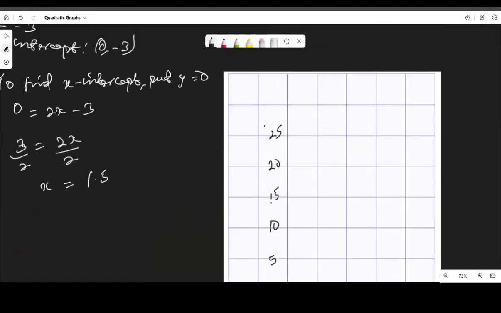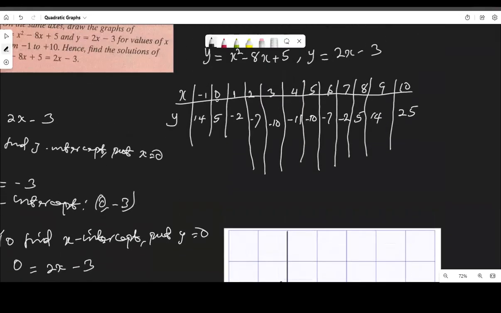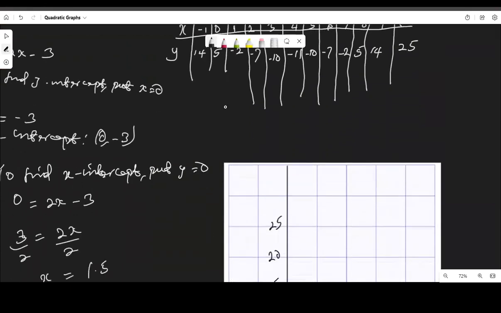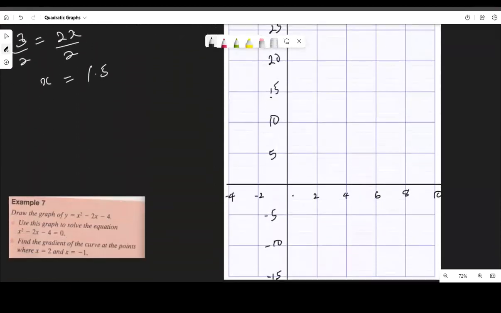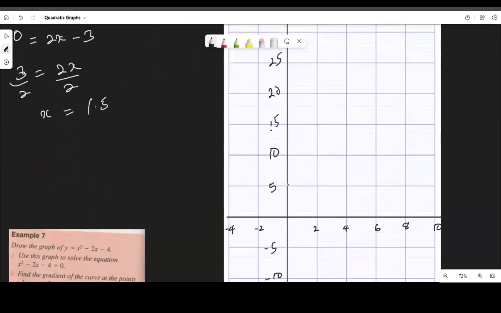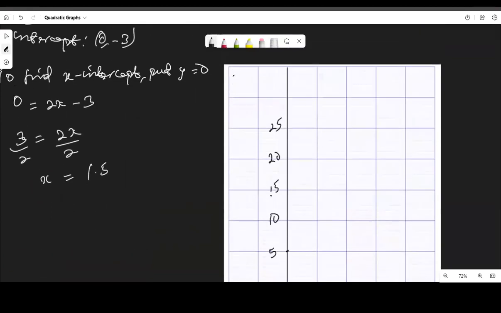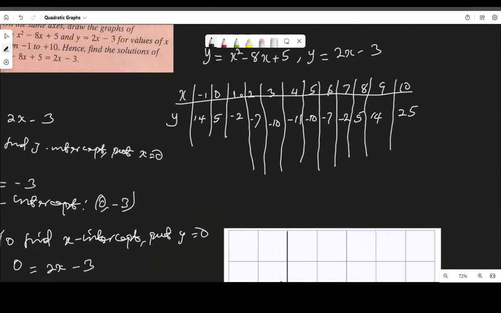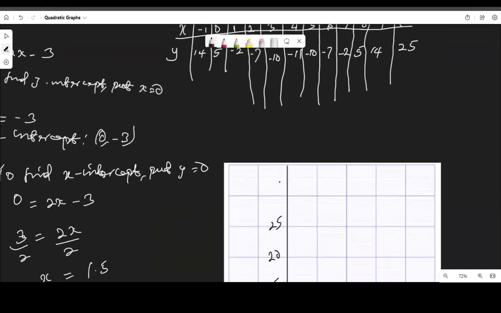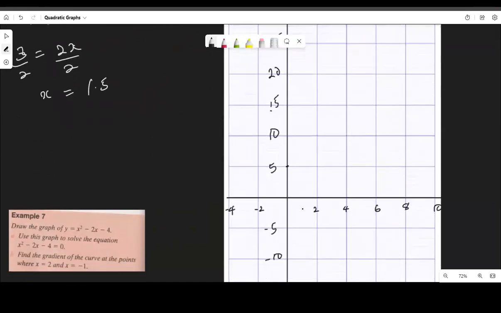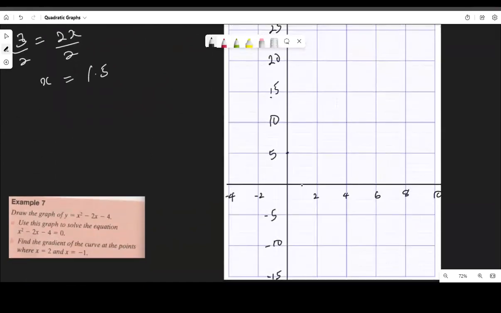Then when x is 0, y is 5. Right here. When x is 1, y is negative 2. 1 is right here, and y is negative 2. If here is 5, negative 2 should be somewhere here.